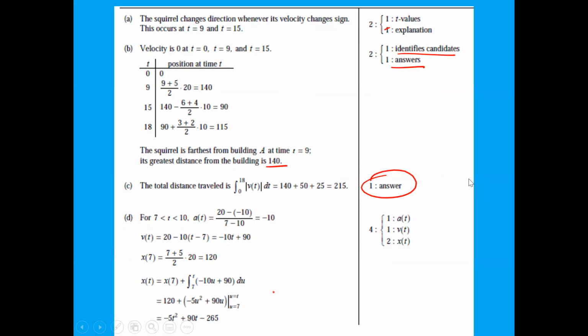All right, so let's take a look at D. This is worth 4 points: 1 point for acceleration, 1 point for velocity, which is not too difficult, but then 2 points for the position function, which requires a lot more time to do.